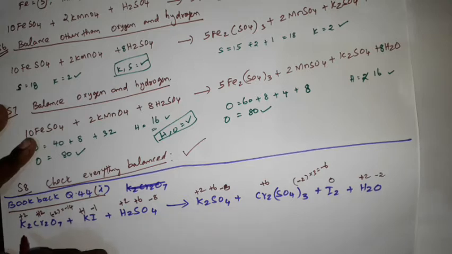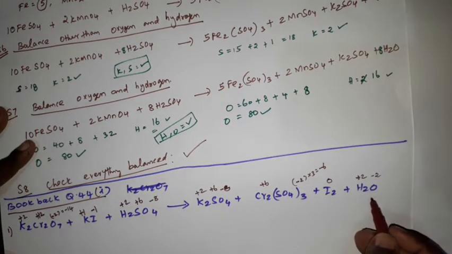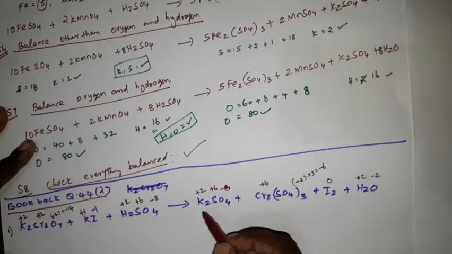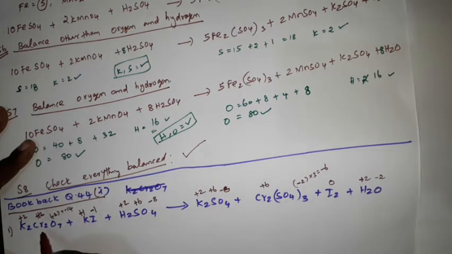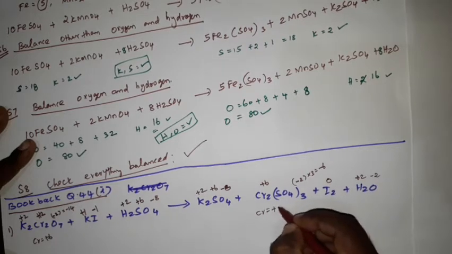So now step 1 is completed. You have assigned all the atoms oxidation number. Now step 2, which atom shows change in oxidation number? So check potassium, here plus 1, here also plus 1, so there is no change. In chromium, here plus 12, so one chromium will be plus 6, here one chromium is plus 3.